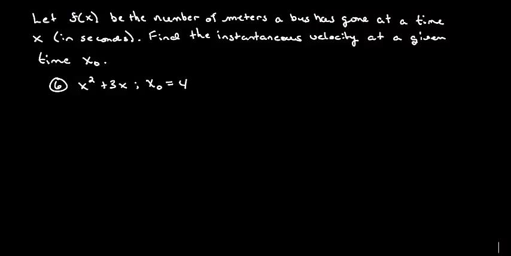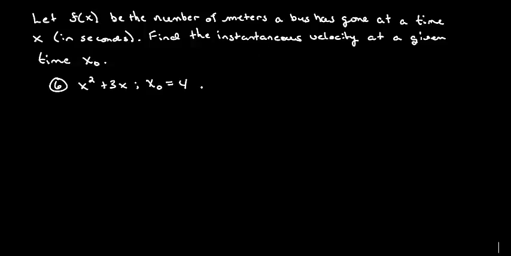Let x be the number of meters a bus has gone at a time x in seconds. A lot of times you'll see in books, instead of x, this will be t, but we can use x. It doesn't matter what the variable is. Find the instantaneous velocity at a given time. So what is instantaneous velocity?